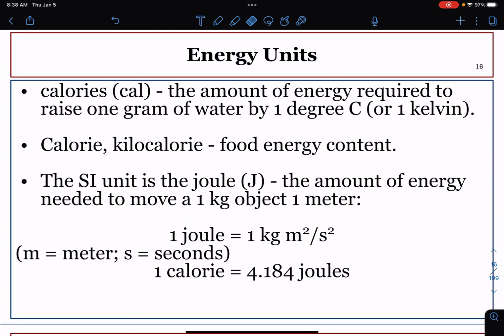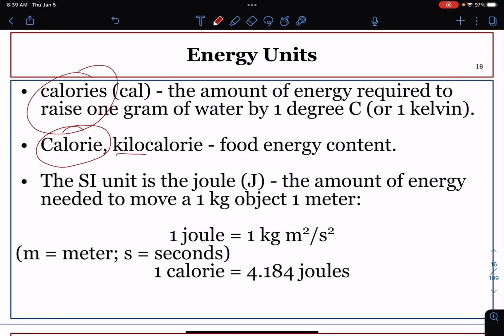Here are the energy units. You can read the slide for the definitions about calories. The lowercase c calorie right here is the amount of energy required to raise 1 gram of water by 1 degree Celsius. A capital C Calorie is what we're used to on food packages, and it actually means 1,000 calories, or a kilocalorie, of the lowercase c calorie.